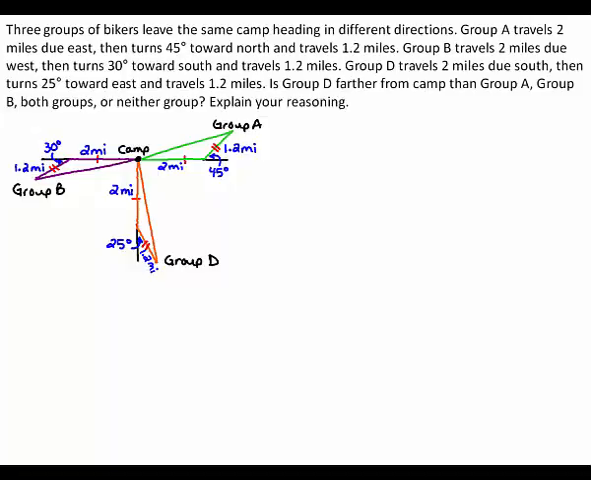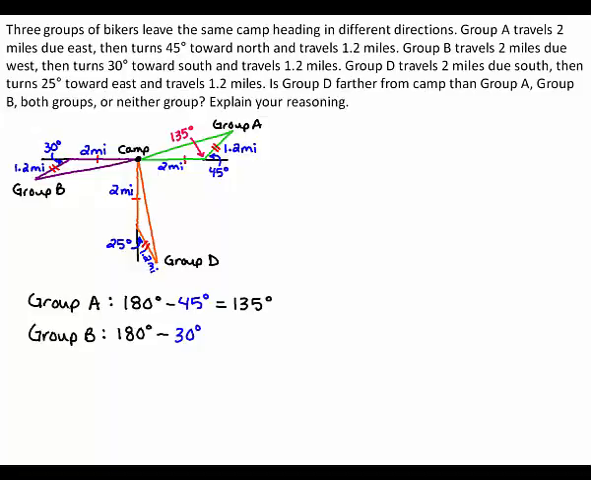To do this, notice that the angle that each group turns and the included angle for each group's path form a linear pair. So, the measure of the included angle for Group A's path is equal to 180 degrees minus 45 degrees, which equals 135 degrees.